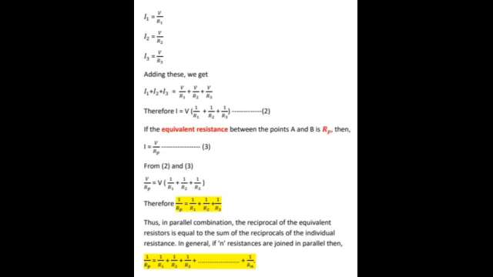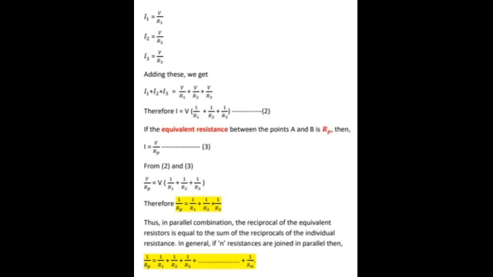Now suppose we represent the equivalent resistance as Rp. For series we denoted it as Rs, so for parallel we will write Rp. Then according to Ohm's law, I, the total current flowing, will be equal to V, the total potential difference, upon Rp. So putting this in, instead of I we write V upon Rp, and that will be equal to V into bracket 1 upon R1 plus 1 upon R2 plus 1 upon R3. Now we cancel V throughout. So we get 1 upon Rp is equal to 1 upon R1 plus 1 upon R2 plus 1 upon R3.